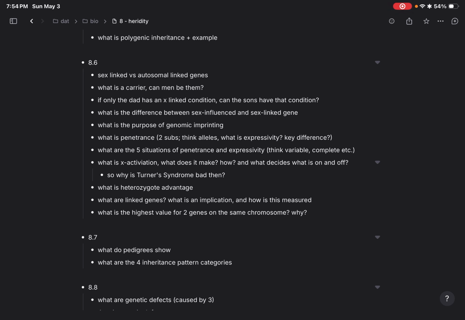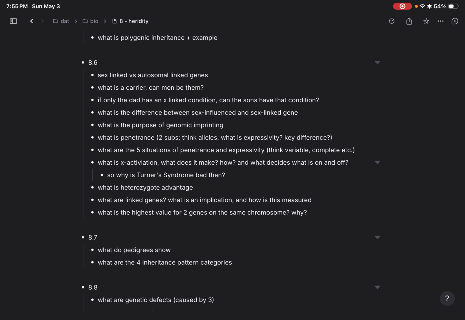What is a carrier? Can men be carriers? A carrier is someone who has the allele for a condition, let's say a bad allele, but they don't express it phenotypically. So that would be being heterozygous, right? However, for men in sex-linked genes, men only have one X chromosome. So if they get that recessive allele, they're not just going to be a carrier, they're going to be expressing it, because they don't have a dominant allele to match that recessive one. So men cannot be carriers for sex-linked genes.